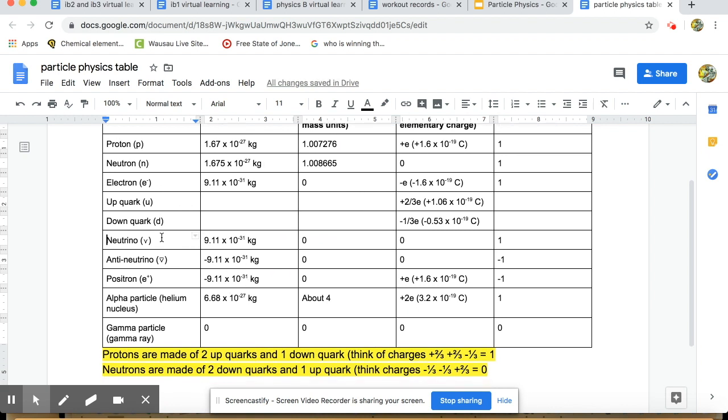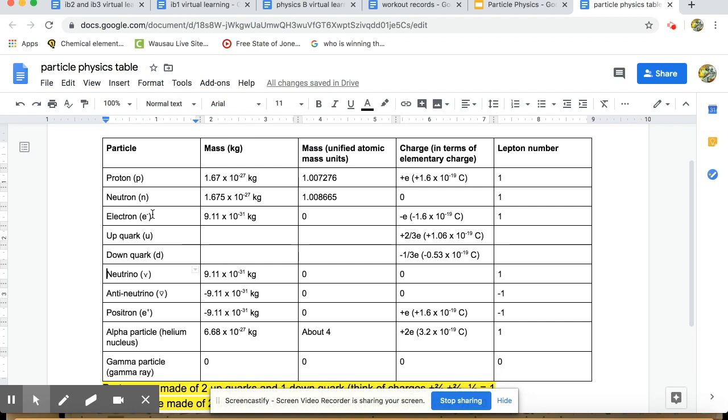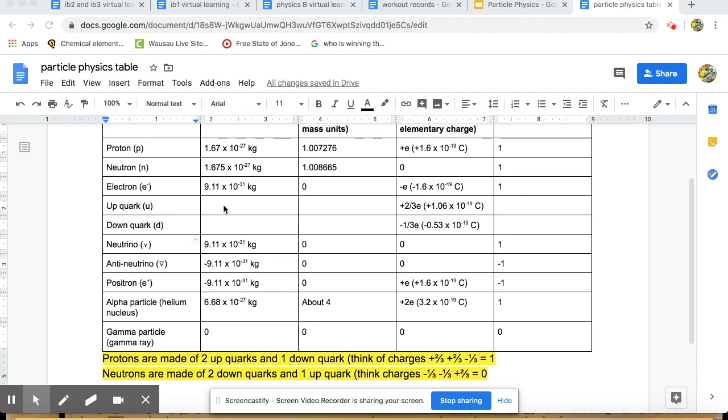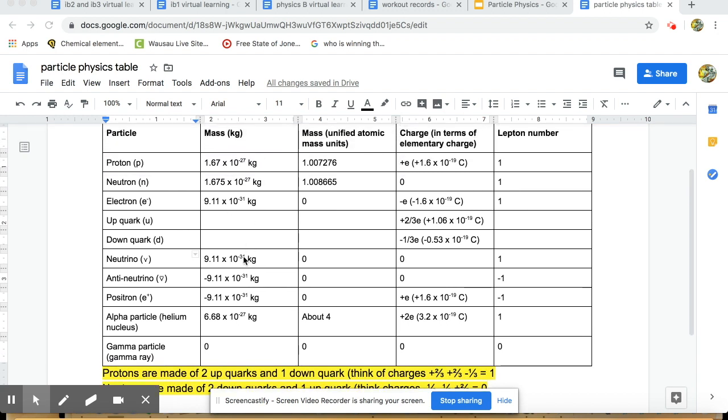So neutrinos are basically, their symbol is this little nu, or looks like a V. They're basically like chargeless electrons. They're electrons, but they don't have any charge. They basically have the same mass as an electron, 9.11 times 10 to the minus 31. Same lepton number as electrons because they're particles, but the main difference is that they don't have any charge. So they're very hard to detect. The only reason we can detect them is because of their momentum, and they do have a little bit of impact when they collide with things.